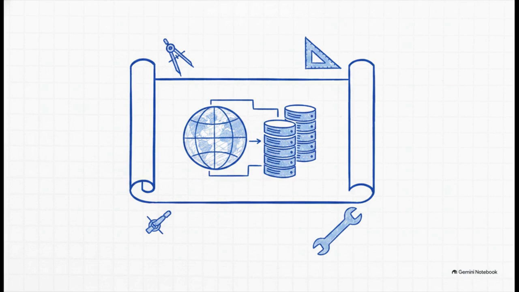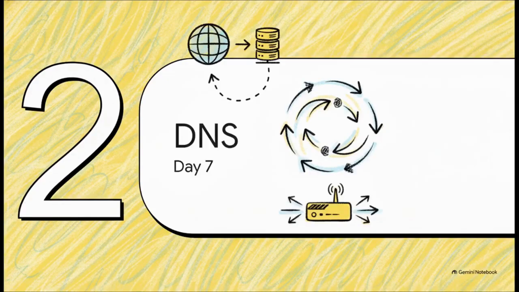We aren't just memorizing definitions here, right? We are gathering the literal blueprints you're going to need to handle millions of concurrent users for our upcoming mini project. So, let's see how this journey begins with section 2, routing with DNS.